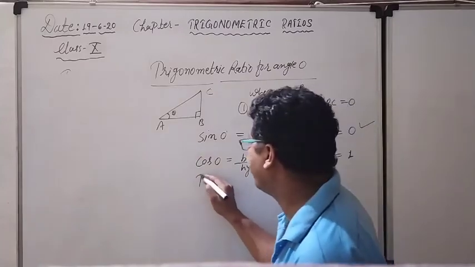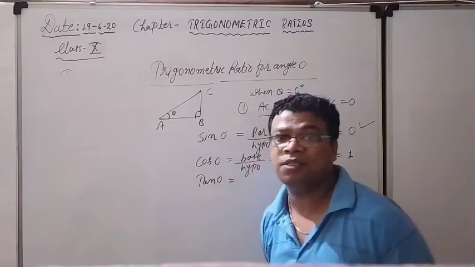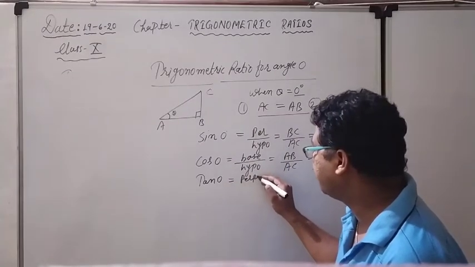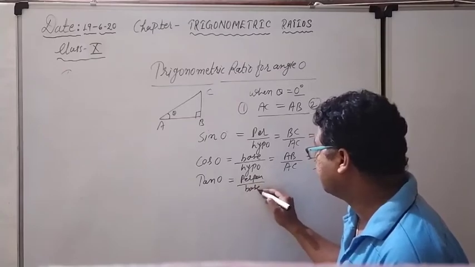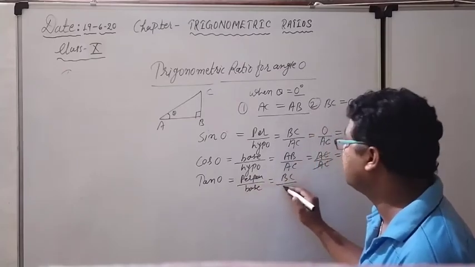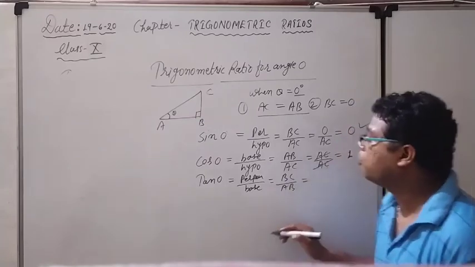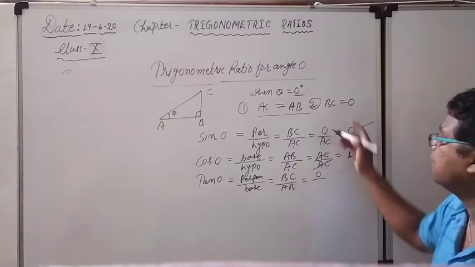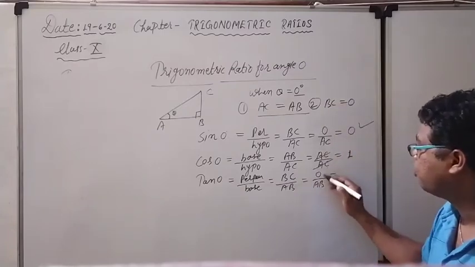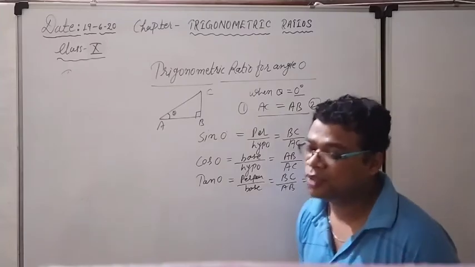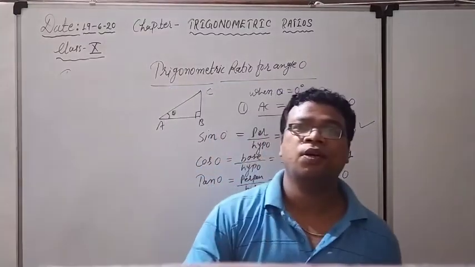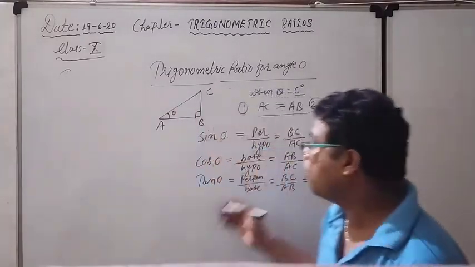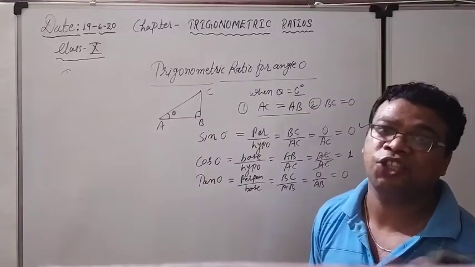Again go for the next one, tan 0. What is the trigonometric ratio for tan? Tan means perpendicular upon what? Base. Here what is the perpendicular? BC. What is the base here? AB. So BC upon AB. If BC comes, definitely BC is what? 0. BC is going to be 0. You can see here the condition. So BC upon AB, 0 upon AB, again the value is 0. So from this particular thing we can understand sine 0 is 0, cos 0 equal to 1 and tan 0 equal to again 0. Right now for the other trigonometric ratios, these are just reciprocal.